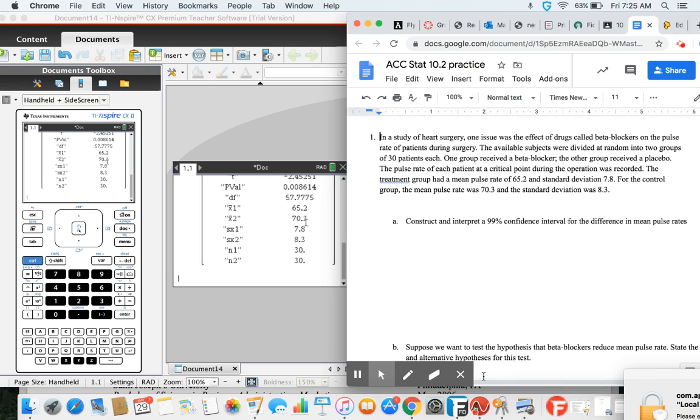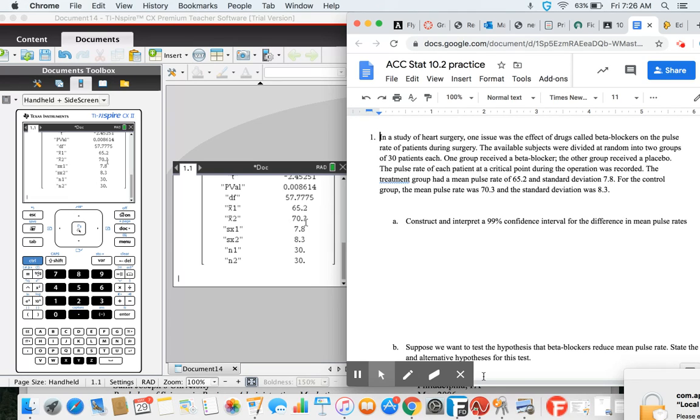Okay, so we were given a scenario here about patients during heart surgery, and there were two groups that were randomly divided into one that received something called a beta blocker, and the other received just the placebo. Their pulse rate was measured during the surgery, and one group's stats were 65.2 and 7.8, and for the control group, the one that received the placebo, it was 70.3 with a standard deviation of 8.3. We have to make a confidence interval and then do a significance test.